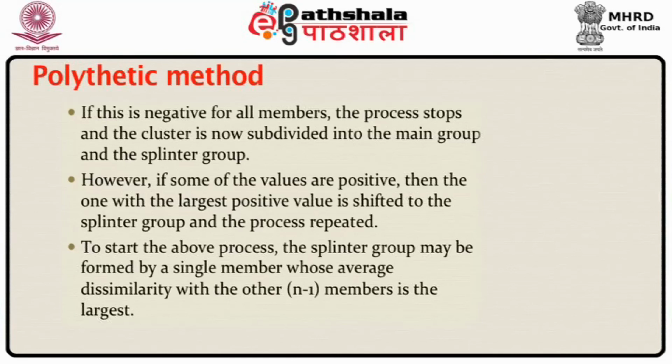But in a polythetic method, when we form the splinter group, usually what we do is we start with the main group, take out a single member which is farthest from the other members and take that to be the splinter group member, and then go on increasing the splinter group members one by one using this technique till all the distance values become negative. Today we discussed the hierarchical clustering methods.